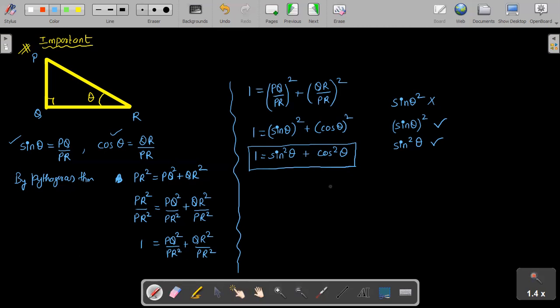There are so many formulas and identities, but this is the easiest one. Sine square theta plus cos square theta is 1. If you add them, it will be 1. This is true. For what values is it true? I'm going to give you a range. It is true for sine theta greater than or equal to 0 and less than or equal to 1, and it is also true for cos theta greater than or equal to 0 and less than or equal to 1.